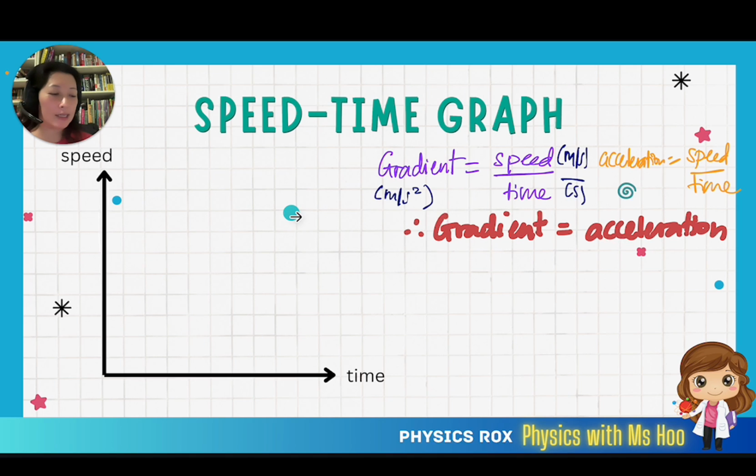So if we were to relate this to the graph, this kind of graph gives us zero gradient. Therefore, the acceleration is zero. If we have a graph with constant gradient, this means that the acceleration is constant. As you can see, the speed is changing at a constant rate. That means the acceleration is constant because acceleration is, in this case, the change in speed with regards to time.